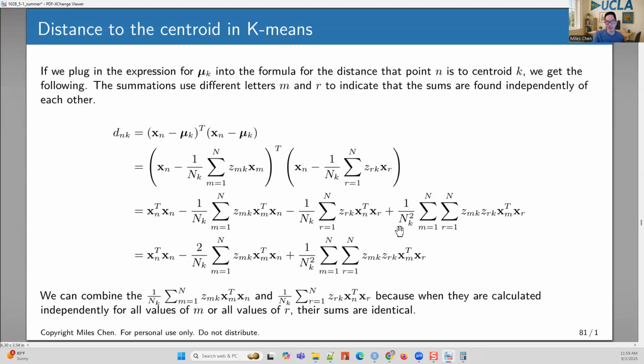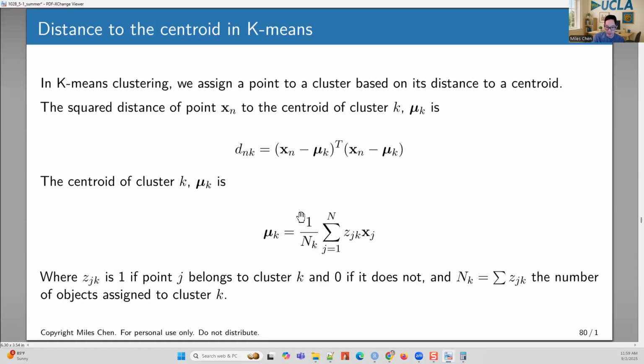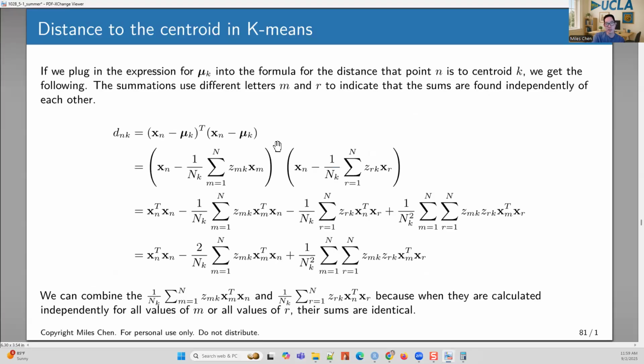So this is a crazy mess here, but we might say, okay, if I take this definition of the centroid, and replace the mu with this thing, so I just have a bunch of x's, we can expand this out, right? I'm going to have a different letter subscript here. We're summing over m, and over here we're summing over r, to indicate that we're summing over different letters.